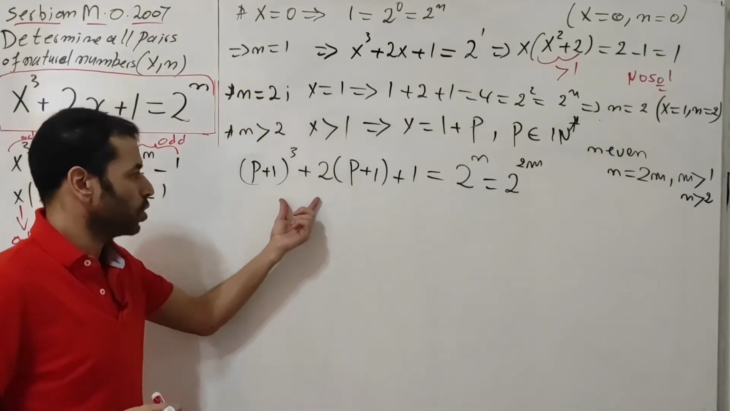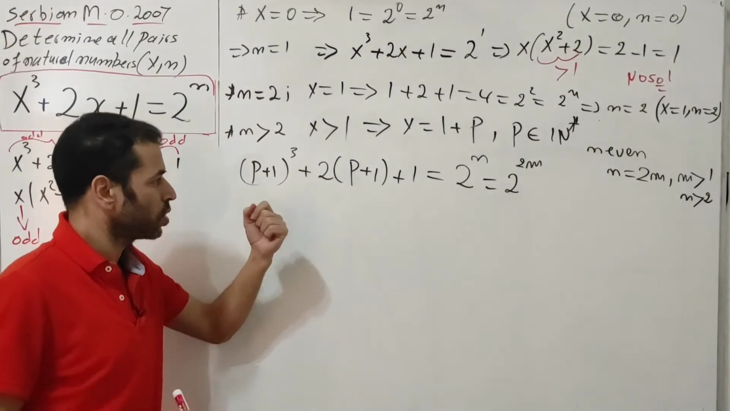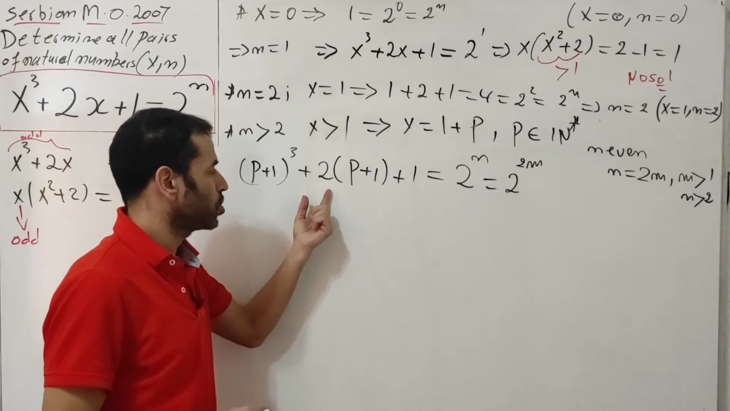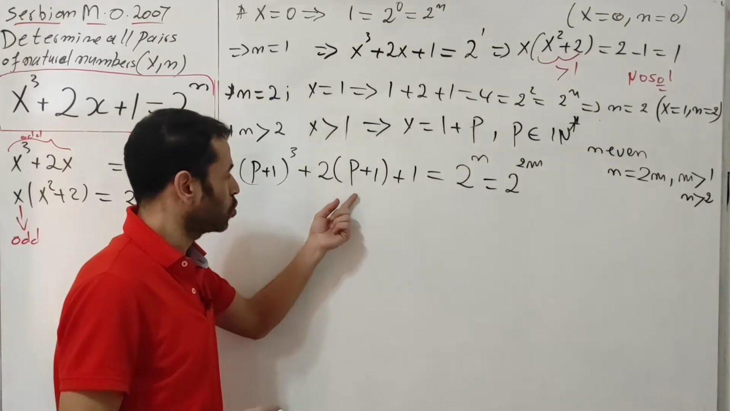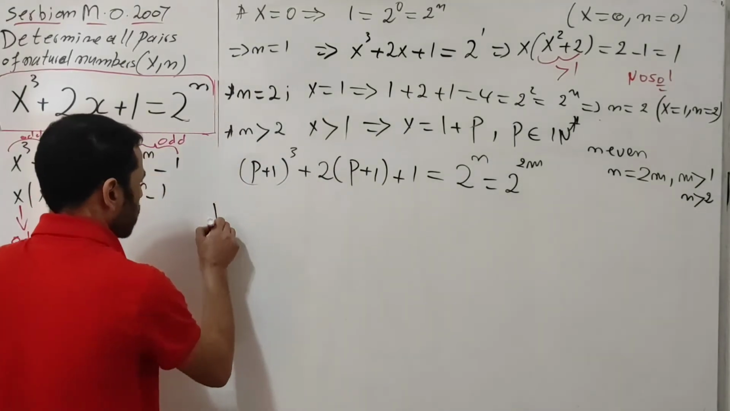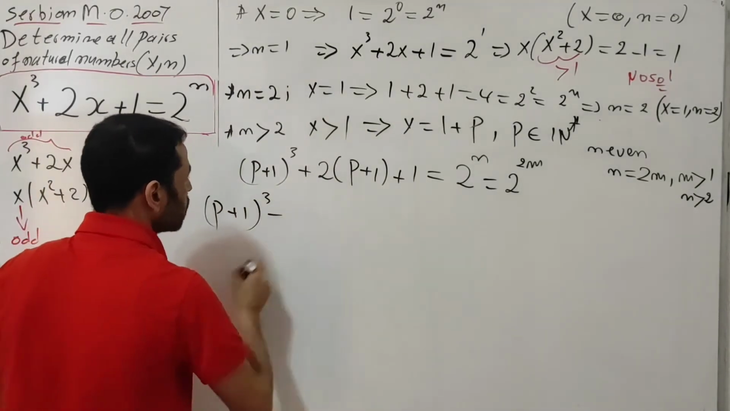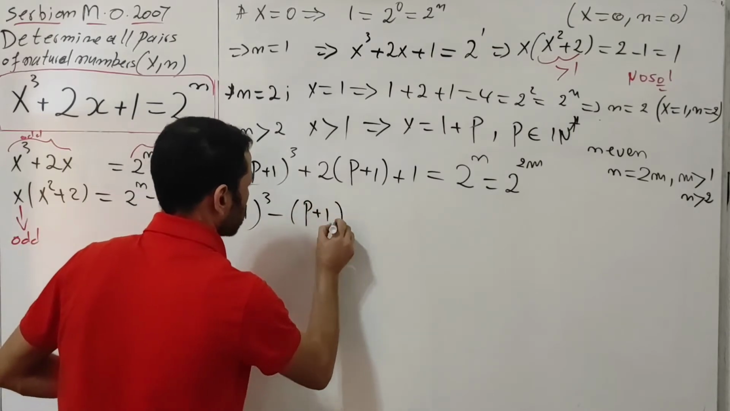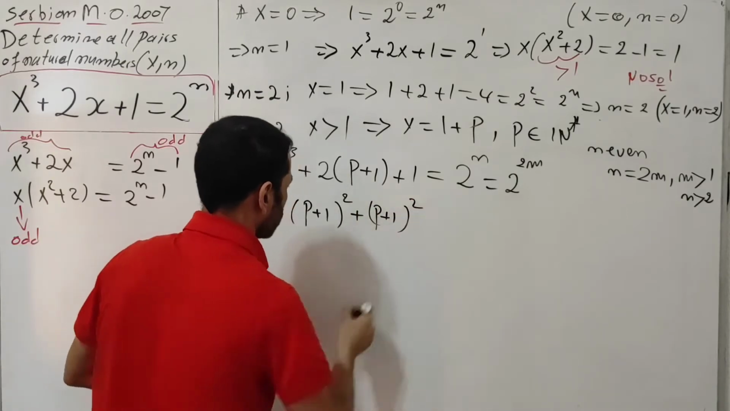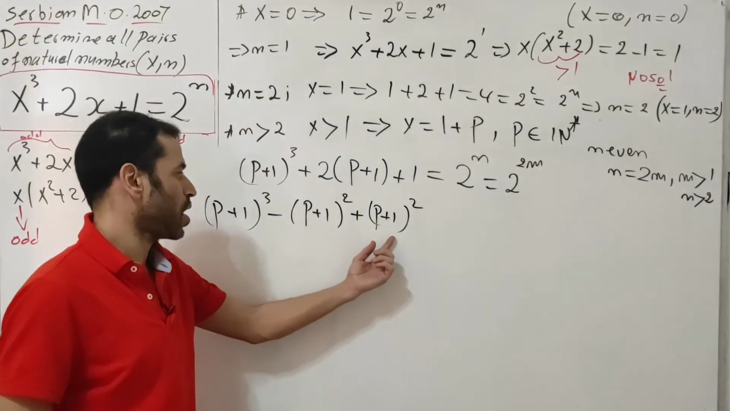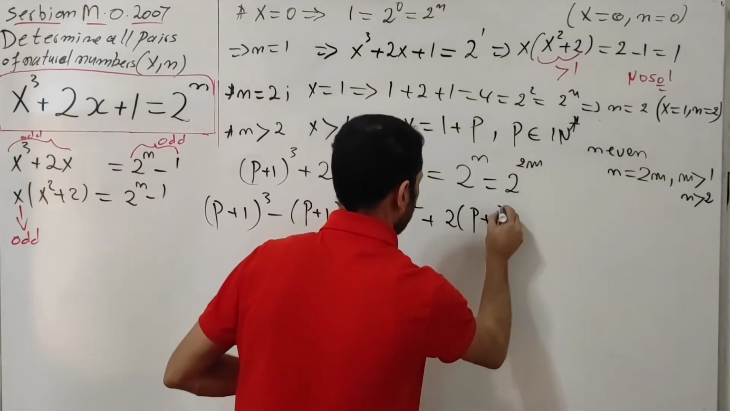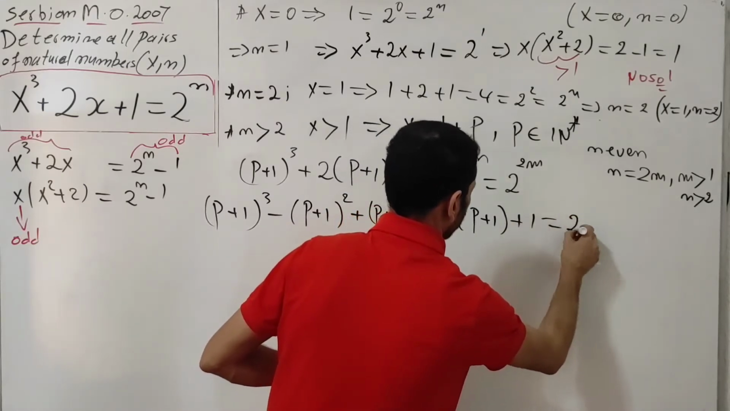Now I'm going to use a trick in order to factor this out. If you take a look at these two terms, this one is written in the form of a quadratic binomial, but it is missing just the (p+1) quantity squared. So we are going to add that term and subtract the same term at the same time. So I will have (p+1) cubed minus (p+1) squared plus (p+1) squared. As I did nothing, I just added this one and subtracted this one. Okay, so plus 2p plus 1 plus 1 equals 2 to the m.